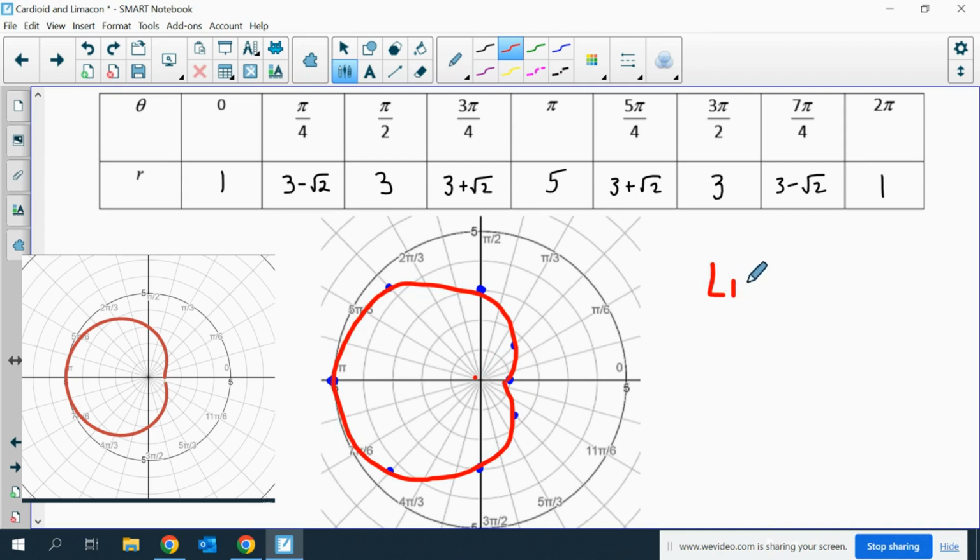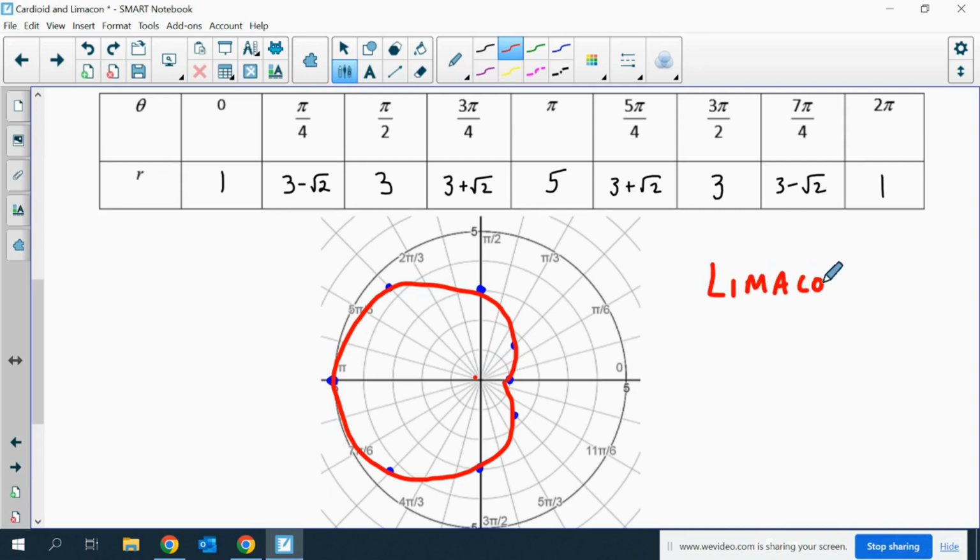This is called a limacon with a dimple, because it's just a little itty bitty dimple here. And once again, the period is 2 pi, because if I kept going here, it would give me the exact same pattern as this.